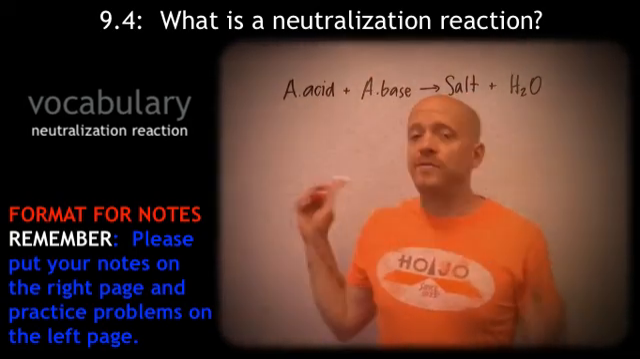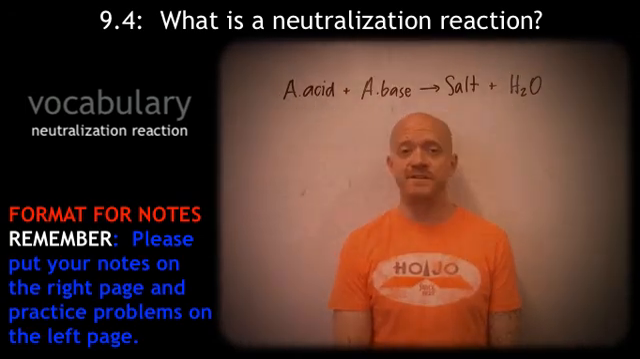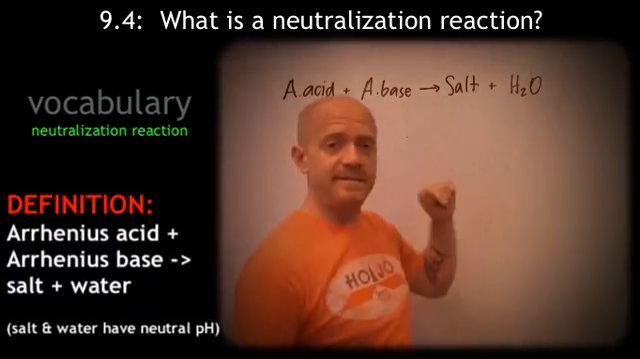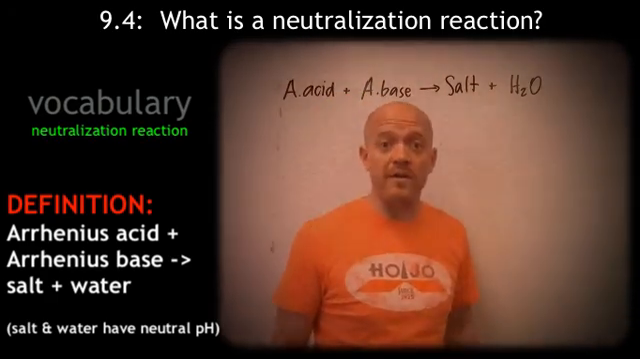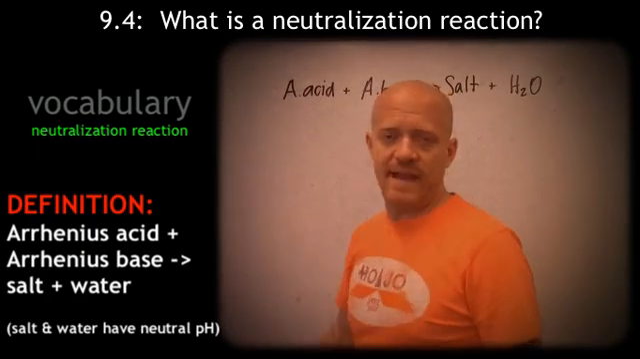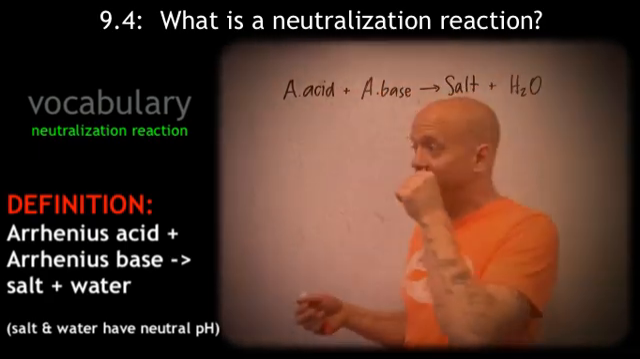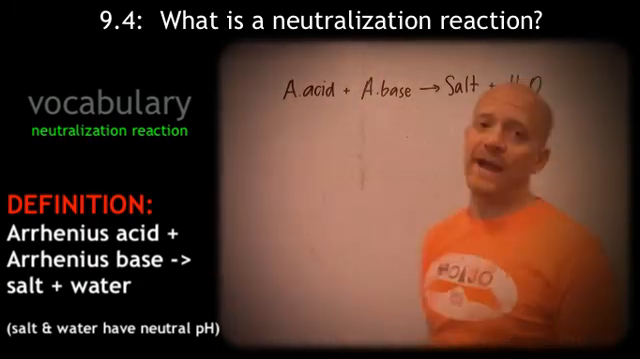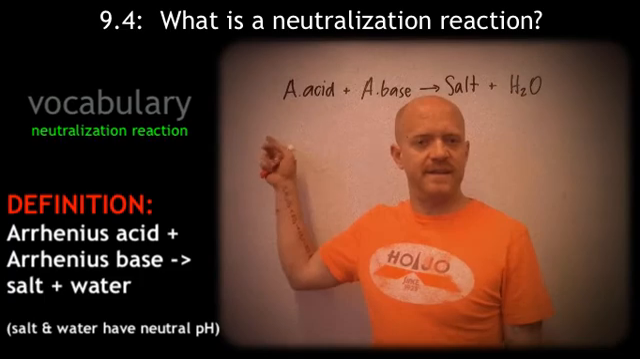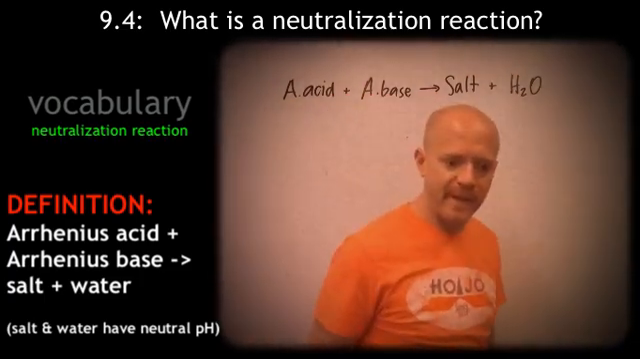Hey, today we're going to talk about neutralization reactions. A neutralization reaction is just when you add an Arrhenius acid and an Arrhenius base and you're left with salt and water. Arrhenius acids have a low pH, Arrhenius bases have a high pH, and salt and water has a neutral pH. So basically what you're doing is canceling out the low and the high with what is neutral. Okay?